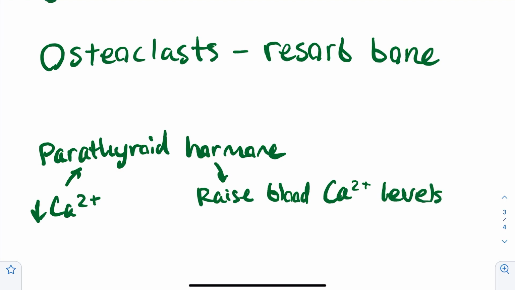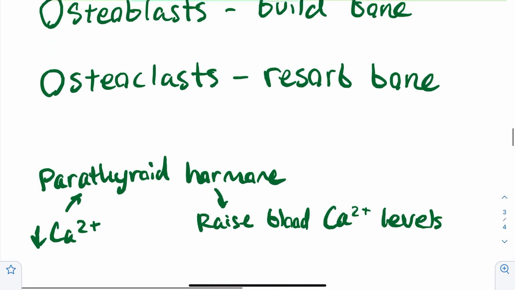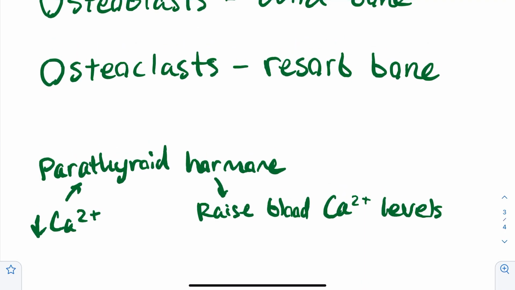So this is going to involve taking calcium from the bone and putting it in the blood. So which of these two cells do you think is going to be more activated by parathyroid hormone? The osteoclast, right?